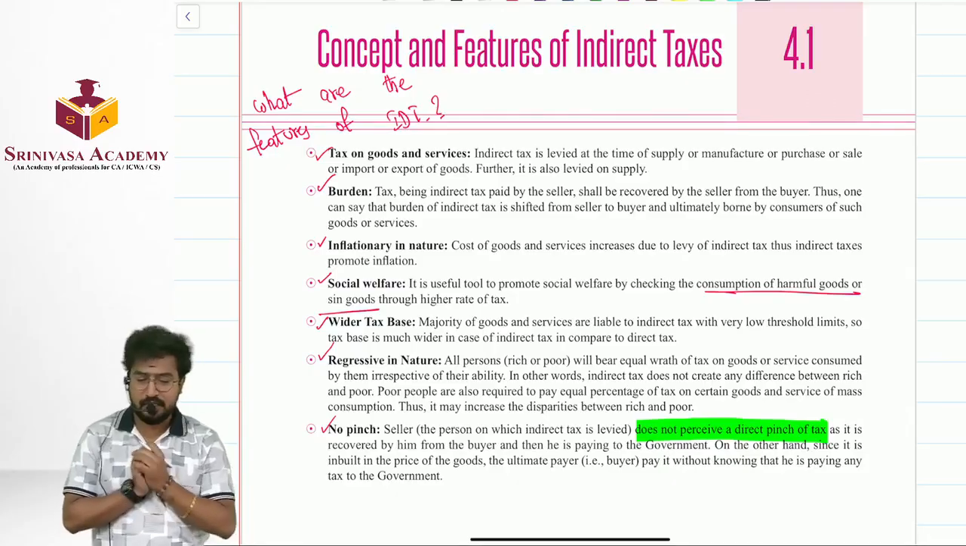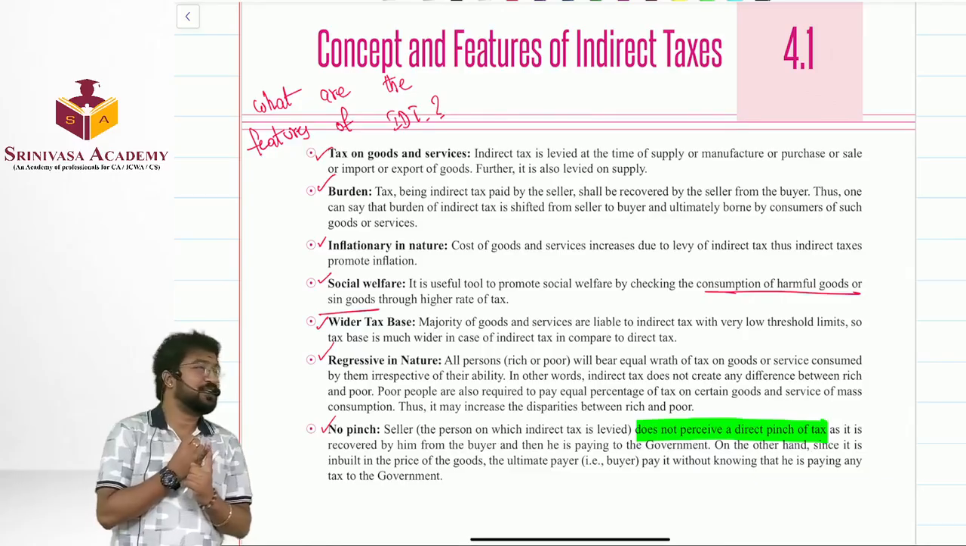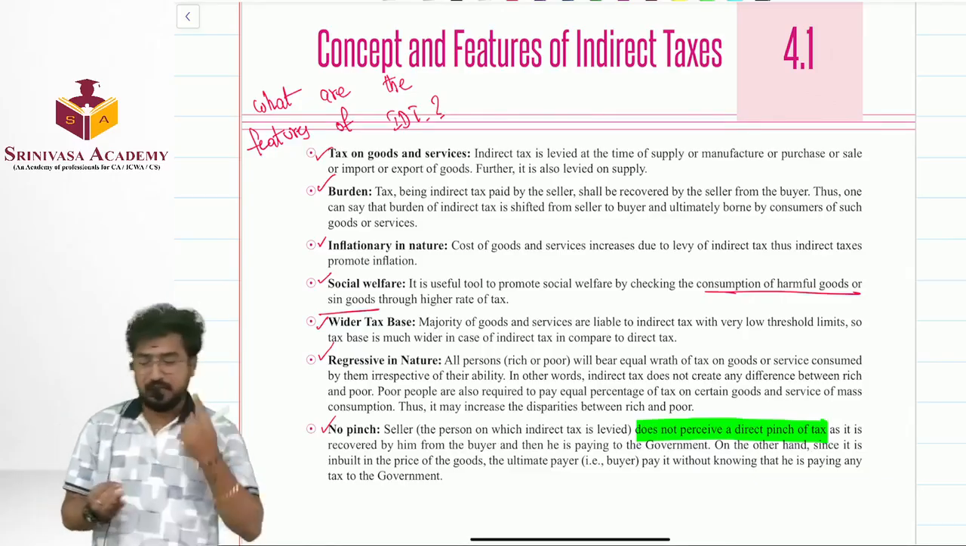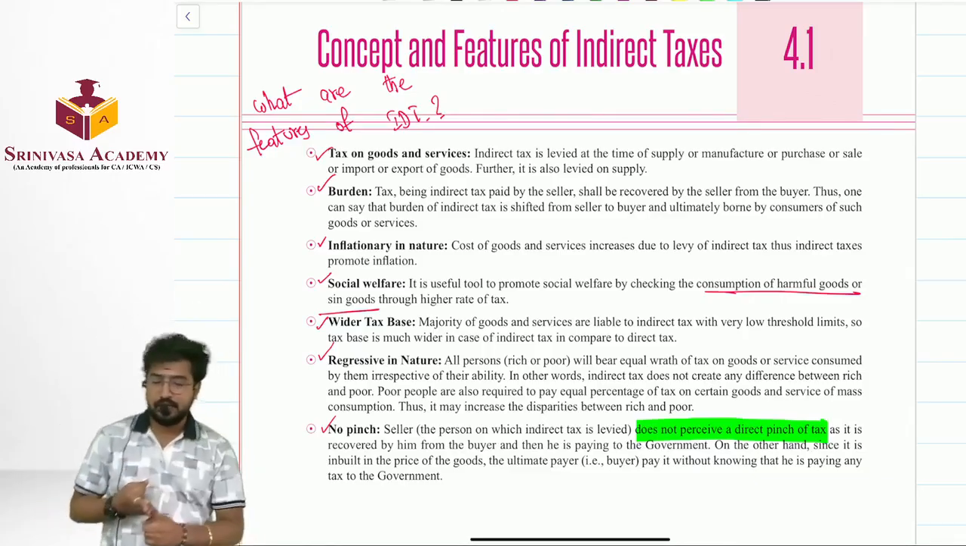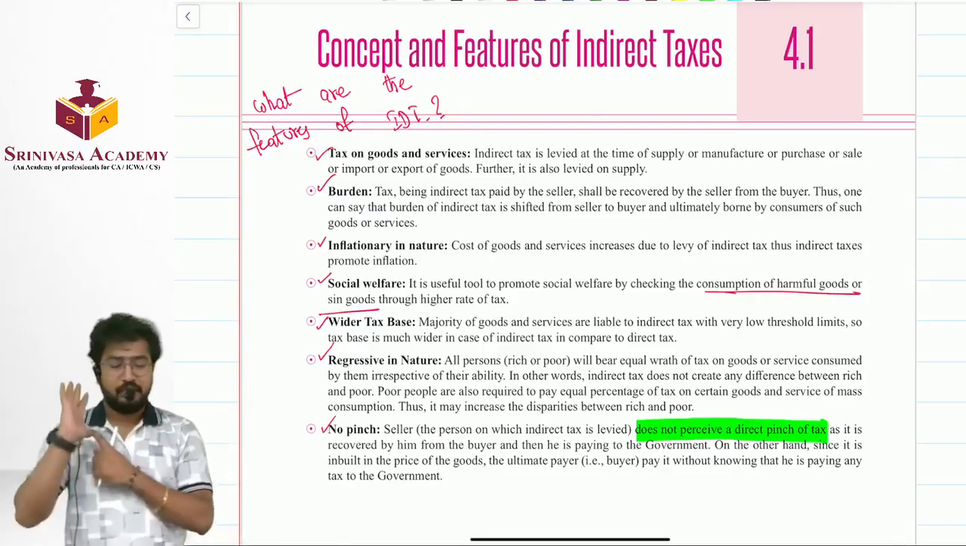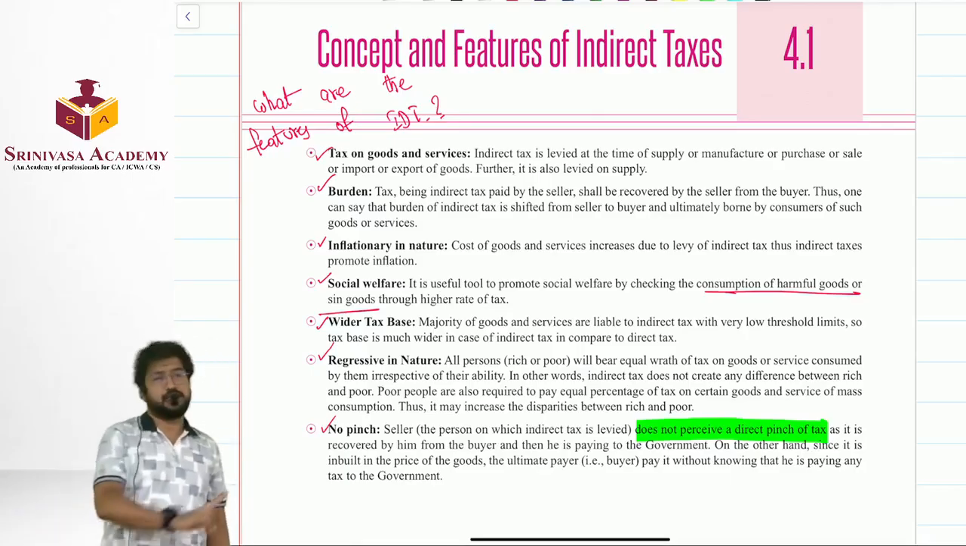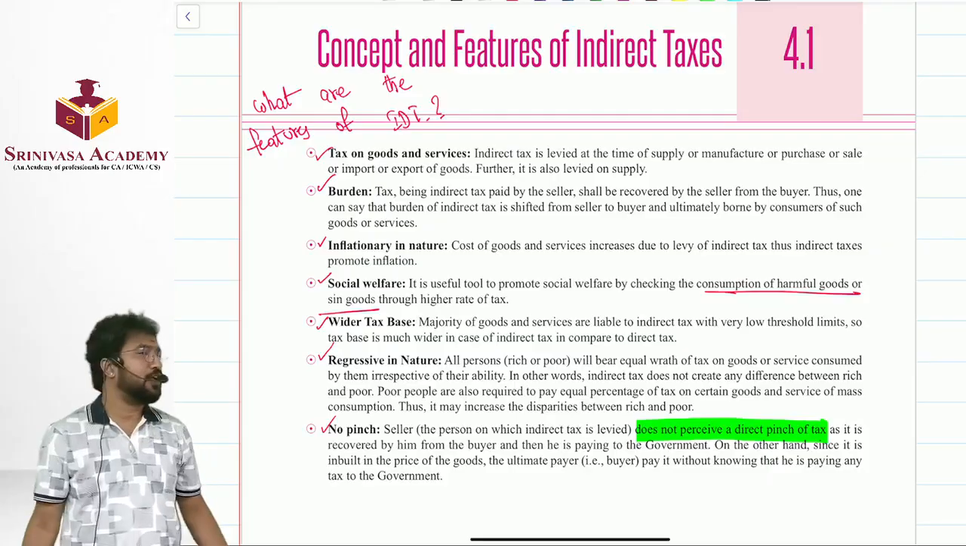7 points. That is why they asked a 7-mark question, I guess. Number one, what are the points? What is the first point? Tax on goods and services. Second one, burden. Third one, inflationary nature. Fourth one, social welfare. Fifth one, wider tax base. Sixth one, regressive nature. Seventh one, no pinch. Okay, that is what the points are. Shall we continue? Right, next one.